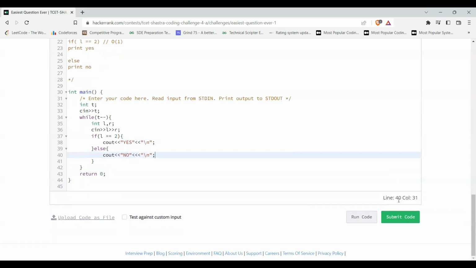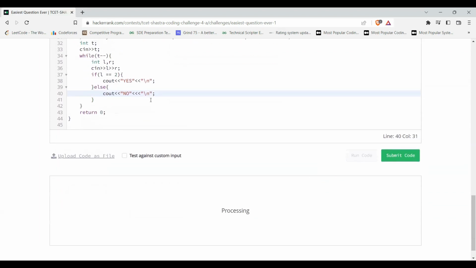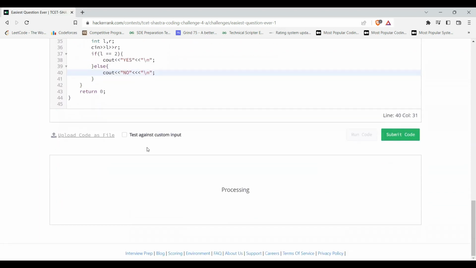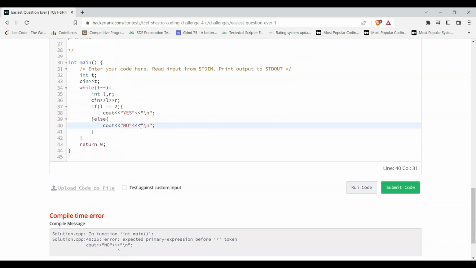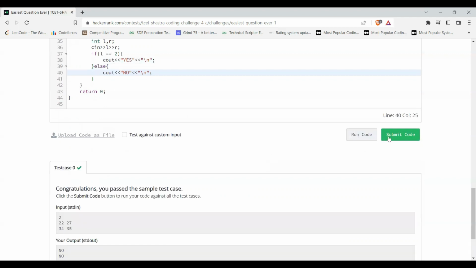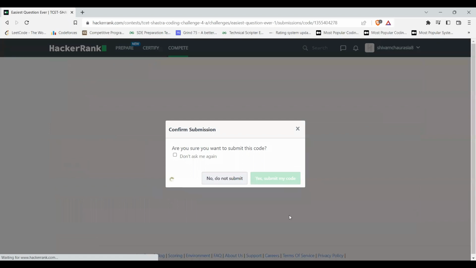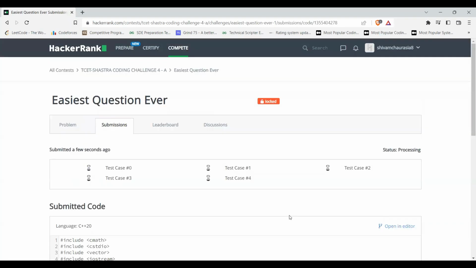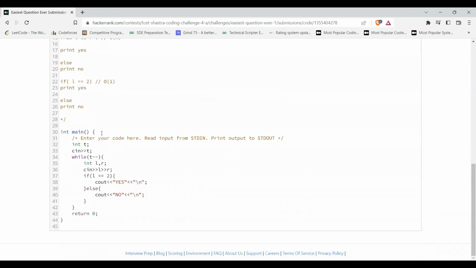That was the code. Let's check for the sample test case. It's running and we'll submit it. Okay, so this solution is accepted. As we all know, we have solved this question in O of 1 only, that is constant time. So yeah, that was the solution for this question. Thank you.